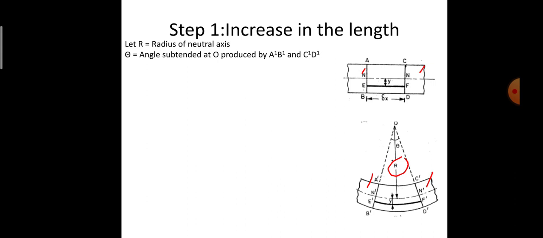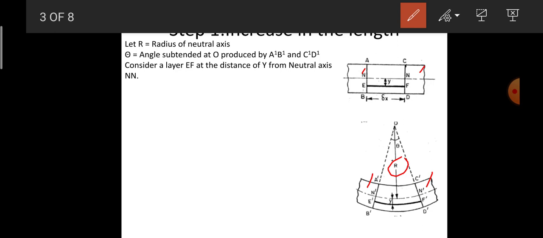Now if I consider a layer EF at a distance of Y below the neutral axis layer NN, after bending this layer will be elongated to E dash F dash. You can observe the layer I have considered here, this dark portion. EF is at a distance of Y below the neutral axis. This was the initial position, and after bending it changes to E dash F dash, which is elongated.